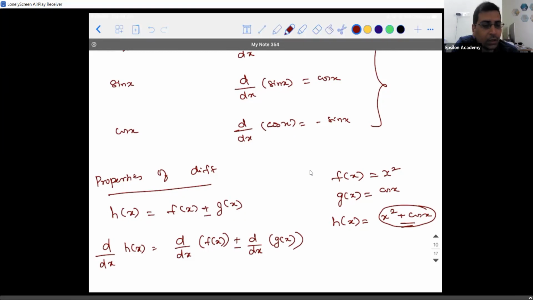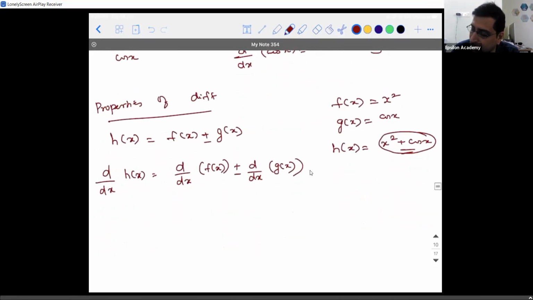So whether you have a particular function h of x, which is the sum or difference of two other functions, then the derivative of that function h of x is nothing but derivative of f of x plus or minus derivative of g of x. So let's take an example and solve. Example: if h of x is equal to x square plus sin x, find the derivative of it.